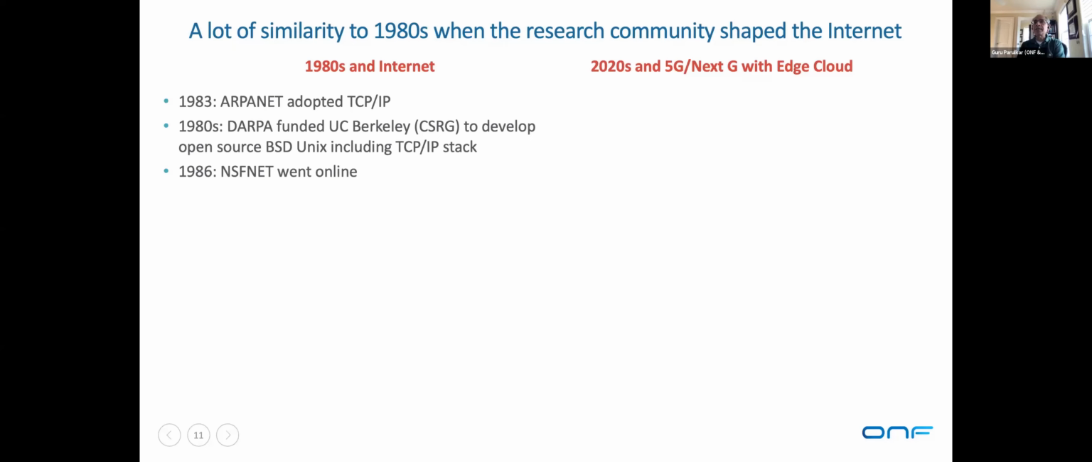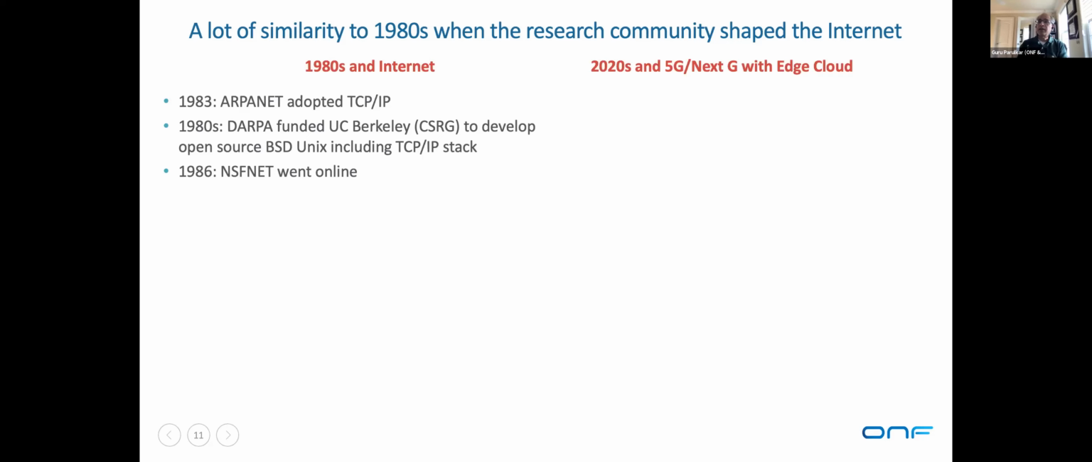So 1983 is when ARPANET adopted TCP/IP as a standard. There was only 1 or 2 implementations, and ARPANET said, okay, this is the protocol standard they are going to use. In the 1980s, DARPA funded a big project at UC Berkeley to develop open source BSD with the TCP/IP stack. The majority of the TCP/IP stacks used after that have been derivatives of this TCP/IP stack that was built at Berkeley. Okay, the socket interface and all of that came out of that work.